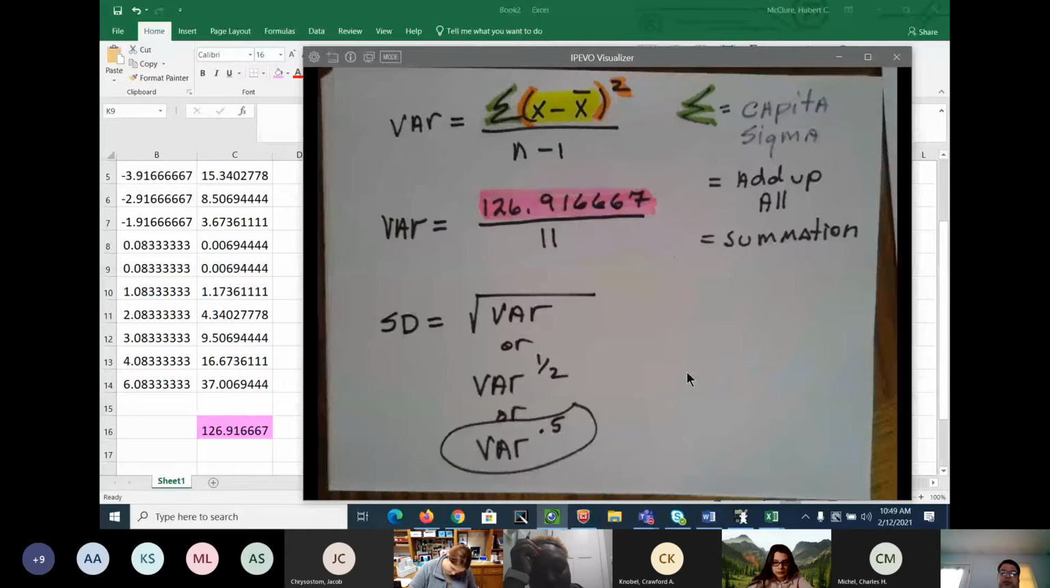And if you ever spent any time in calculus, either teaching it or taking it, you know that the radical does not apply in calculus. You put it to the 1/2 power or the 0.5 power. And that's why I do that. Okay.